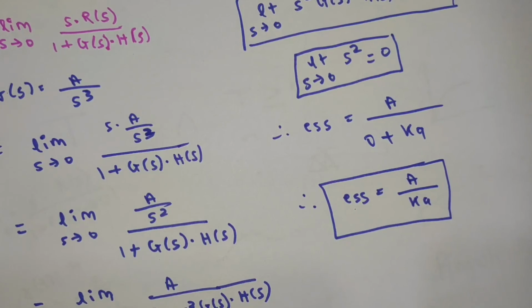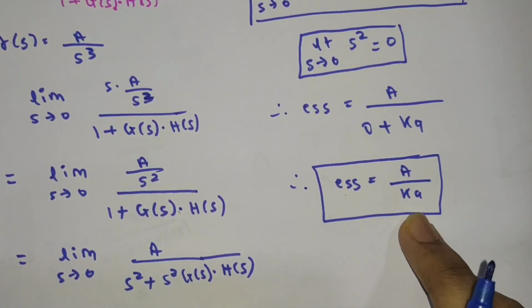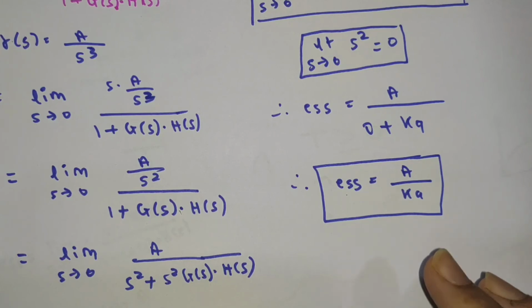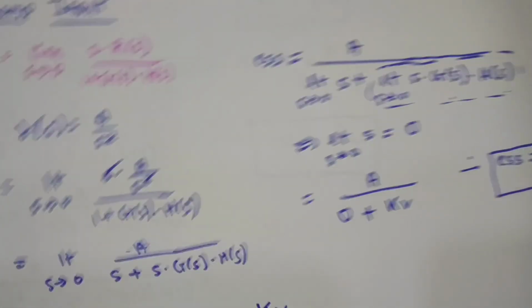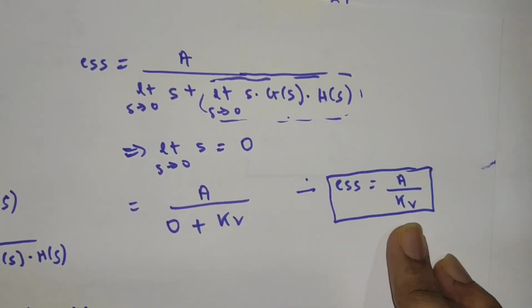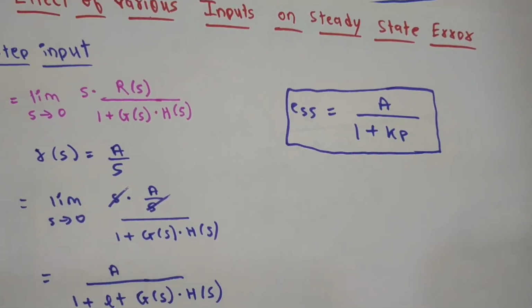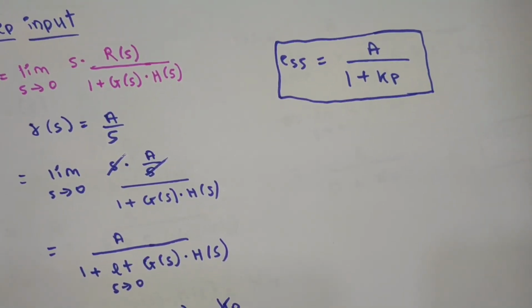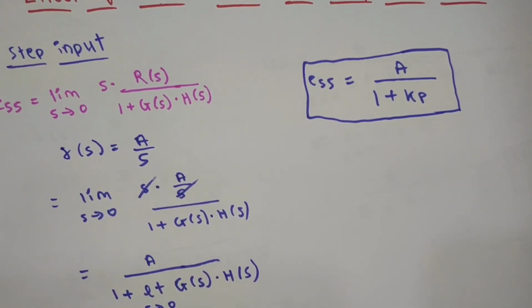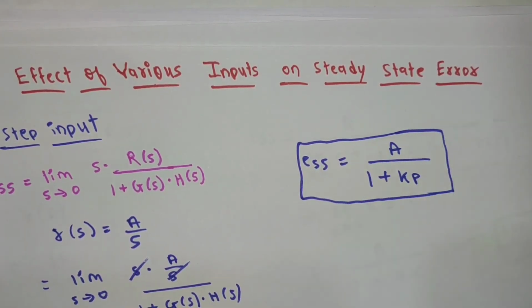So we have seen the formula for the steady state error when different inputs are applied. For parabolic input, the steady state error becomes A by Ka, where Ka is the acceleration error coefficient. And for ramp it was A by Kv, and for the step input it was A by 1 plus Kp. So these three formulas you have to remember, and in the further lectures we are going to solve sums based on these formulas, and the questions that you are going to get on the steady state error will be based on these three formulas.